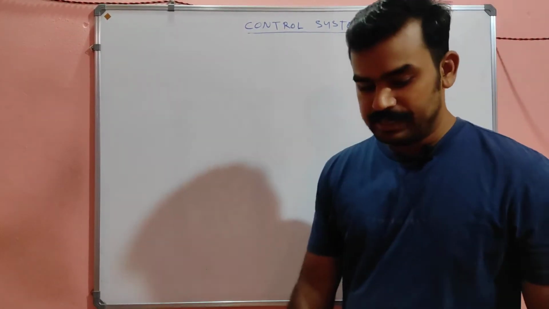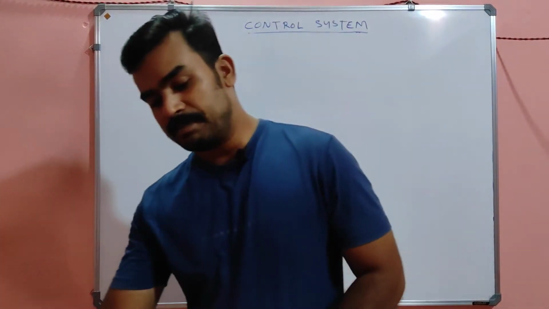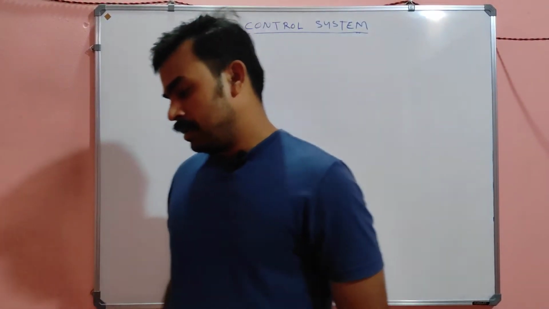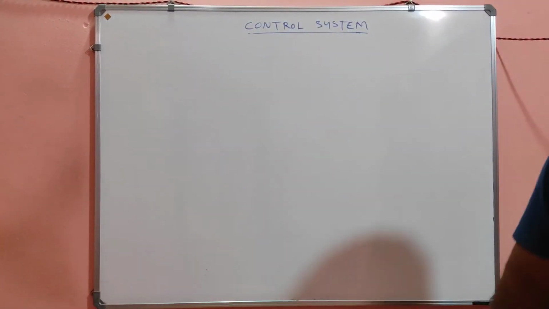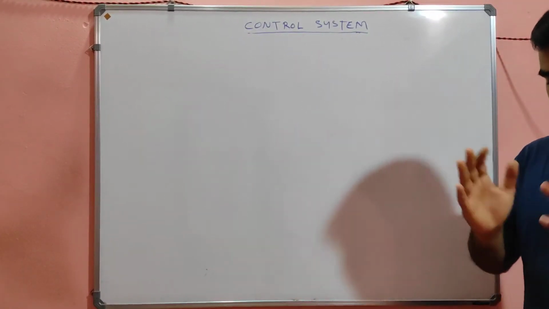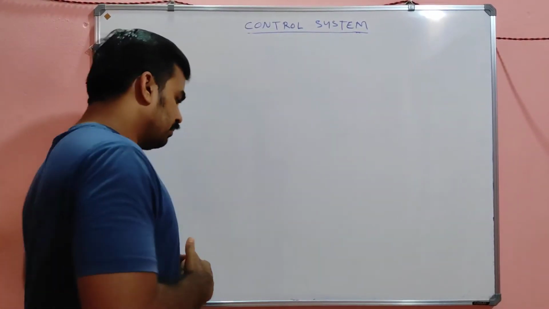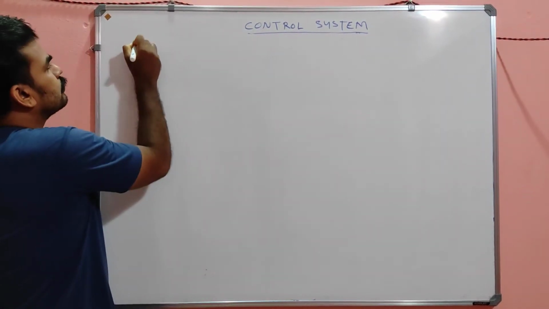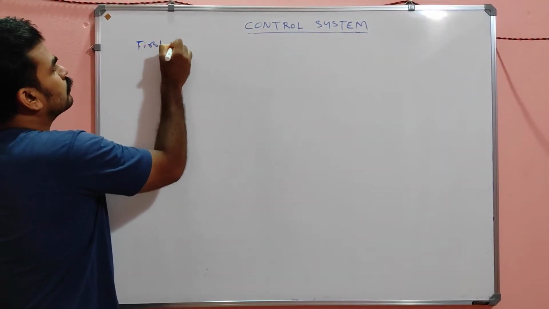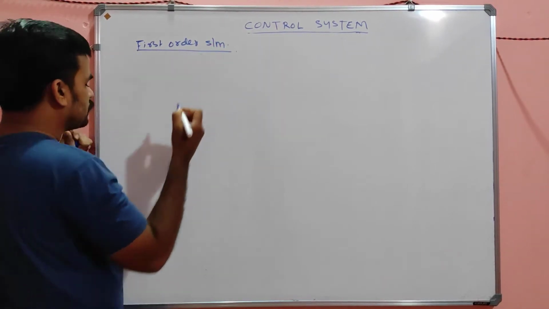So in the last class we discussed the concept of poles and zeros. We discussed how we can find the time constant of a certain system, and what a transfer function means. So today we are going to discuss a very important session: first order system.